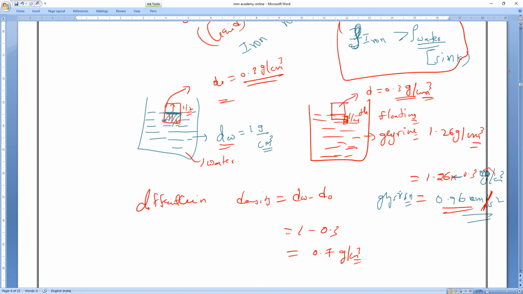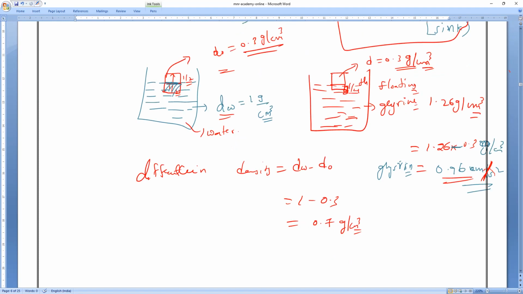So compared to water, glycerin, which is exerting more buoyancy force? Either water or glycerin? Glycerin. Okay, that is right. Understand? So clear, everybody? Greater the difference between the densities of the immersed object and the liquid, higher will be the buoyancy force. Write that point, everyone, and learn. It's very, very important.